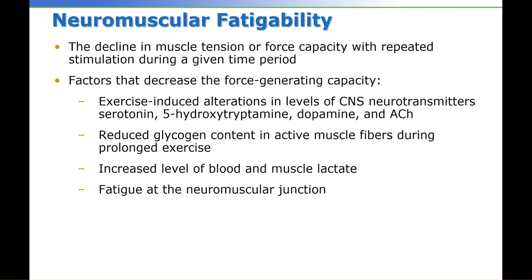Factors that decrease the force generating capacity: you have exercise-induced alterations in levels of CNS neurotransmitters: serotonin, 5-hydroxytryptamine, dopamine, and acetylcholine. Reduced glycogen content obviously causes neuromuscular fatigability in active muscle fibers during prolonged exercise because you run out of that, and then how do you have any type of ATP source? That's what carbohydrate is. So you have an increased level of blood and muscle lactate, which then causes fatigability, because if you can't get rid of that muscle lactate, then fatigue sets in at the neuromuscular junction.